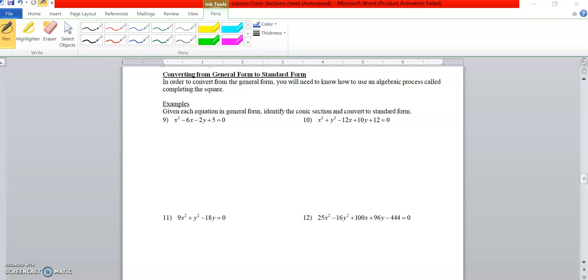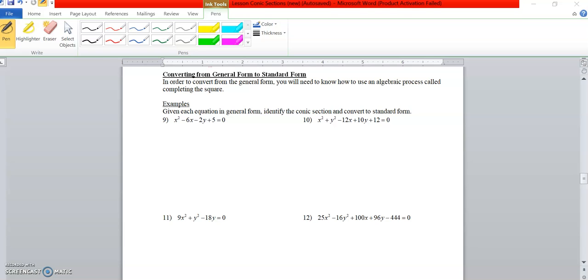Question 1. So the example is given each equation, identify the conic section first, and then convert to standard form. When you convert to standard form, that's the part where we have to use the general form that we're given and complete the square. And by doing that, we end up in standard form. So first thing we got to do is identify what are we working with.